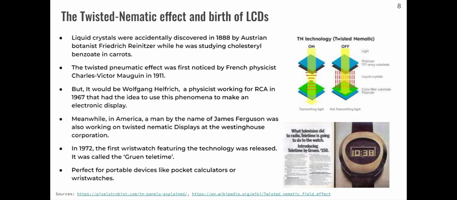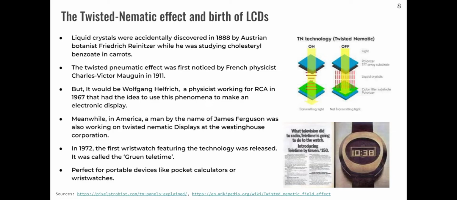Wolfgang Helfrich, a physicist working for RCA in 1967, had the idea to use this phenomenon to make electronic displays. The RCA Corporation, whom he was working under, showed very little interest in this project. So Wolfgang left and joined the Hoffmann-La Roche lab in Switzerland, where he teamed up with Martin Schadt, a solid-state physicist. He managed to build some working samples in 1970.